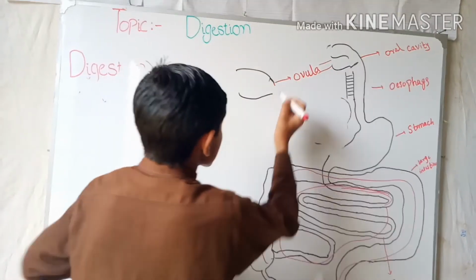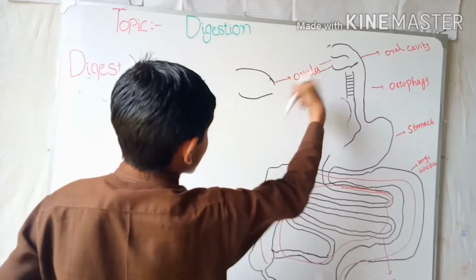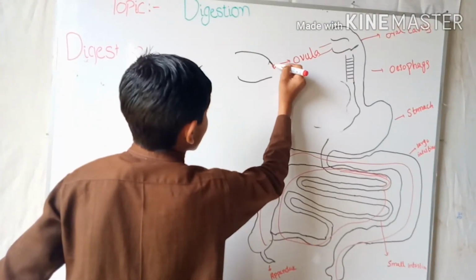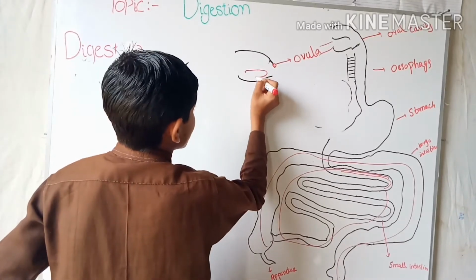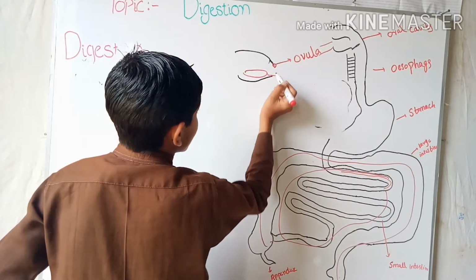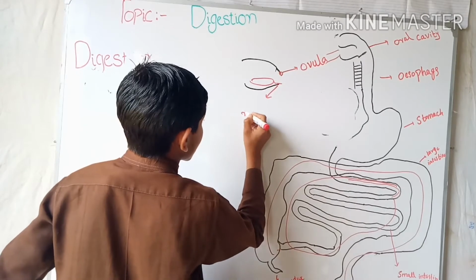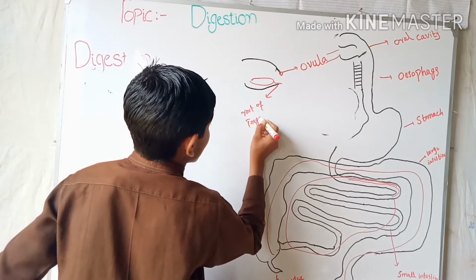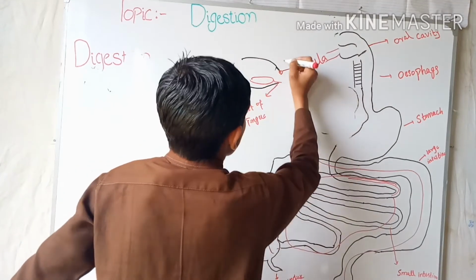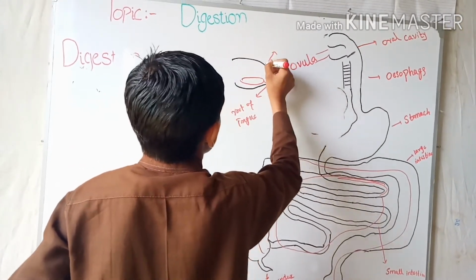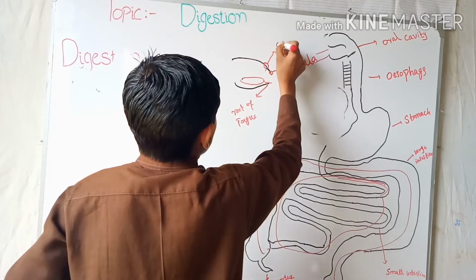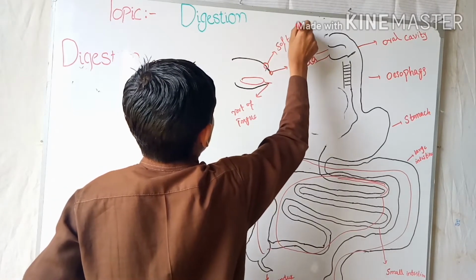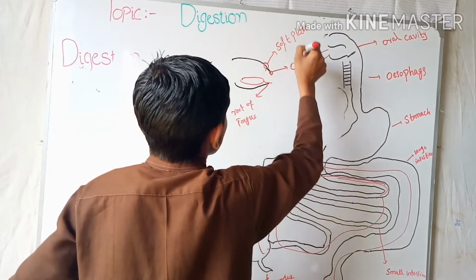Uvula, okay. It was the salivary gland, as I mentioned before. This portion is the uvula, okay. This is the tongue. This is the root of the tongue, okay. This is called the uvula, and this is the soft palate. The soft palate and uvula.